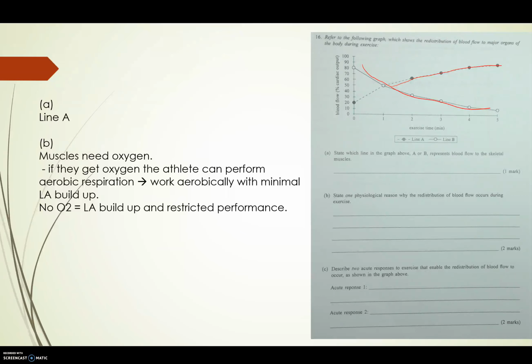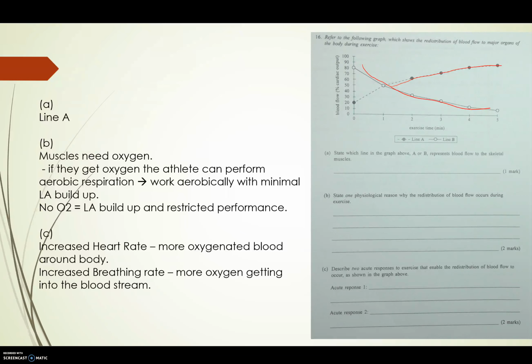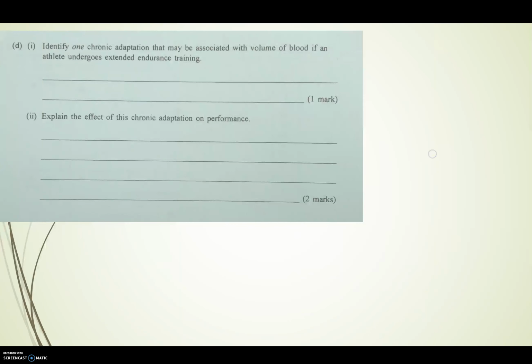Okay. Describe 2 acute responses to exercise that enable the redistribution of blood flow to occur, as shown in the graph above. So acute responses which would allow this, so increased heart rate, more oxygenated blood around the body. To be able to get redistributed blood to our muscles, our heart rate needs to increase. If we need more oxygen in that blood, our breathing rate needs to increase. You could also talk about increased ventilation, increased stroke volume, increased cardiac output, all those sorts of things that are going to get oxygenated blood to working muscles.